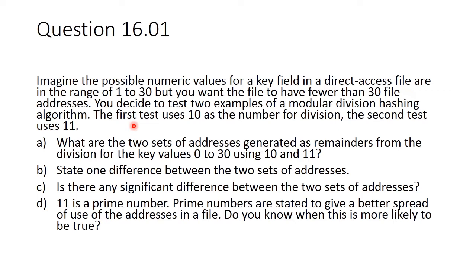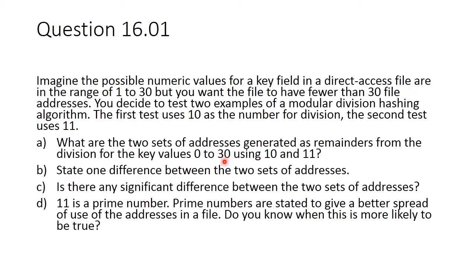So you decided to test two examples of a modular division hashing algorithm. The first uses 10 as the number for division. The second uses 11. So you have this 10 and 11. What are the two sets of addresses generated as remainders from the division of the key values 0 to 30? There's an error in your book, so you need to change this to 30, using 10 and 11.